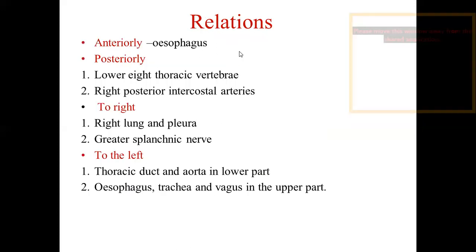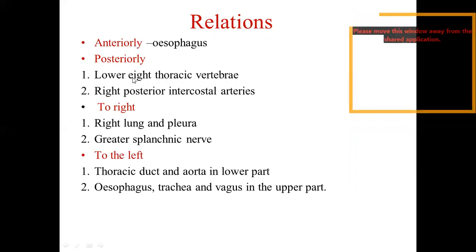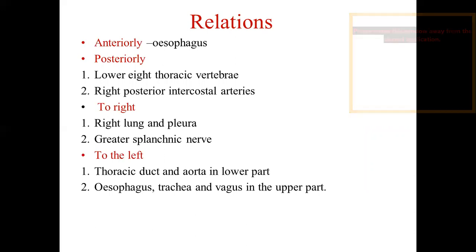Relations of the azygous vein. Anteriorly, there is the esophagus. Posteriorly, we have the lower 8 thoracic vertebra and the right posterior intercostal arteries. On the right side, right lung and pleura and the greater splanchnic nerve. On the left side, there is a thoracic duct and aorta in the lower part. Also, there is esophagus, trachea, and vagus nerve in the upper part.